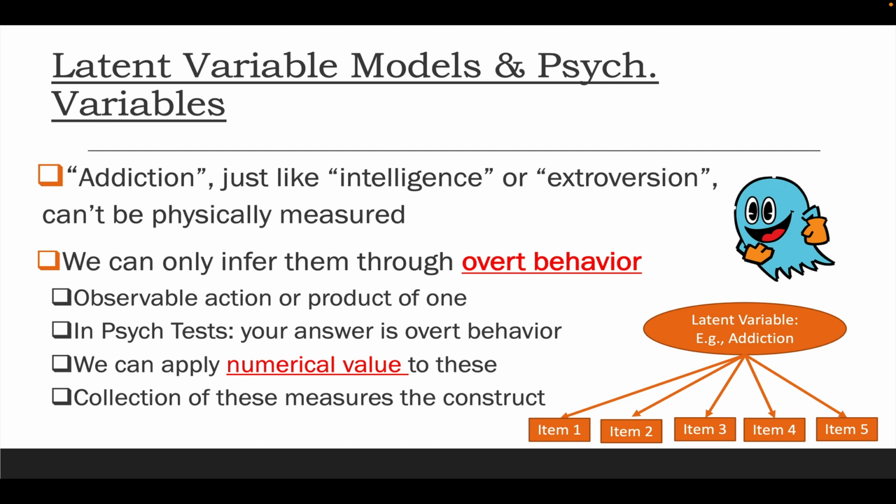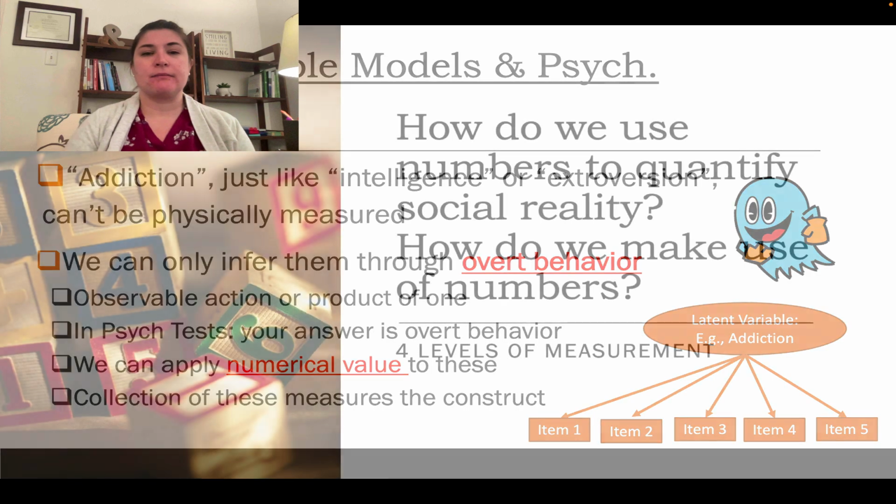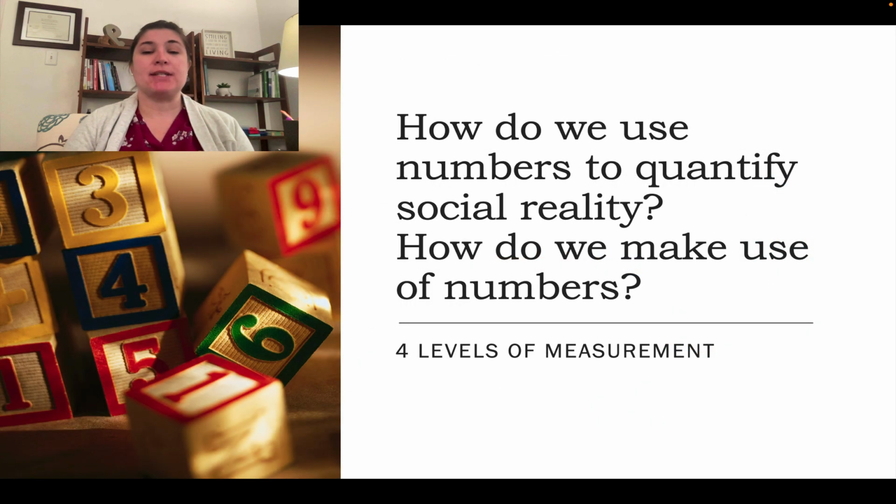So for example, if the latent variable is addiction, we would measure it through several different items. Those items might be overt behaviors like using despite consequences, getting into legal trouble, withdrawal, tolerance, and so on. So how do we use numbers to quantify a social reality? How do we make sense of these numbers?